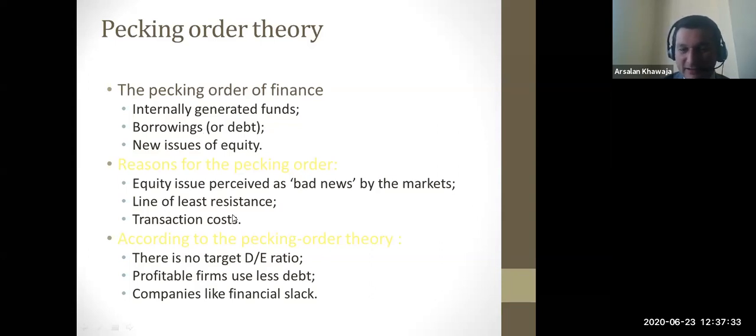There is a line of least resistance and there is transaction cost because selling shares on the stock market is expensive. According to the pecking order theory, there is no target debt to equity ratio. So there's no such thing as a target debt capital structure. And profitable companies use less debt.